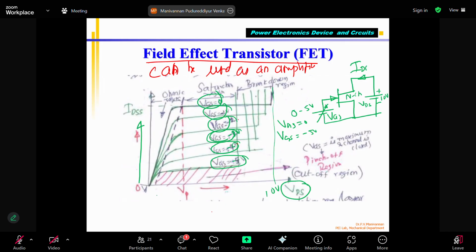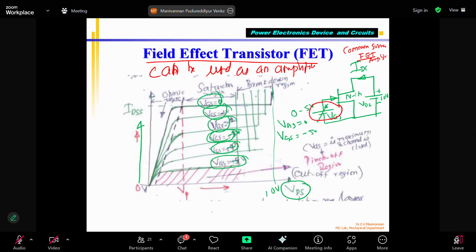Correct? We supply a voltage at the gate, which is VGS. That means we say this is a common source FET amplifier. Instead of using a transistor, we are using a field effect transistor as an electronic device to amplify the input signal. What is the input signal? The voltage applied at the gate.